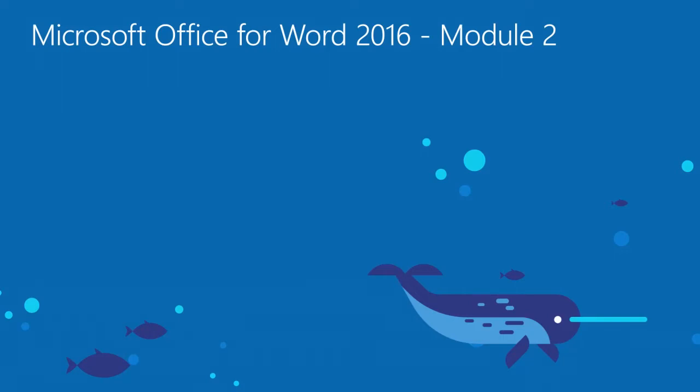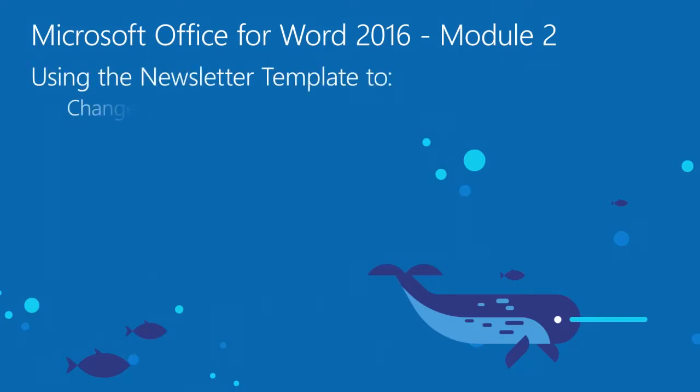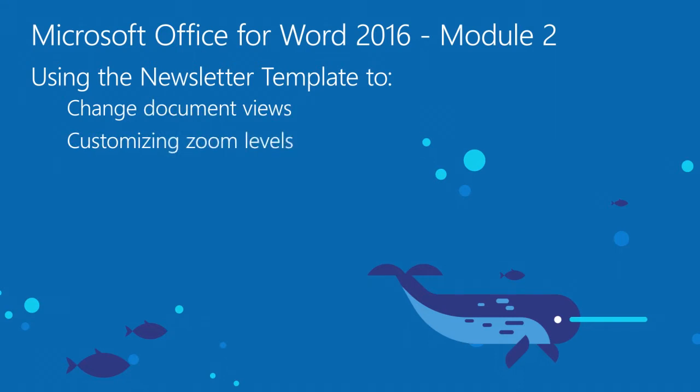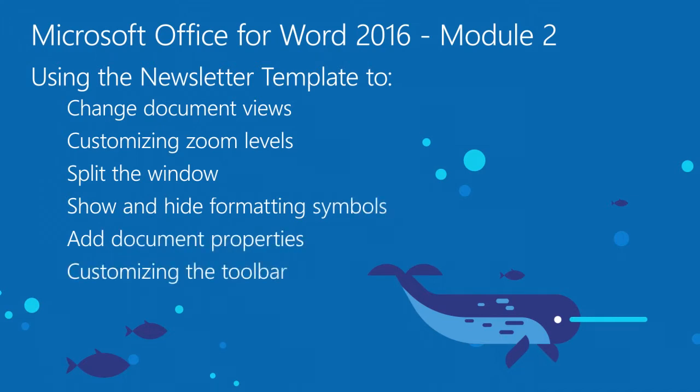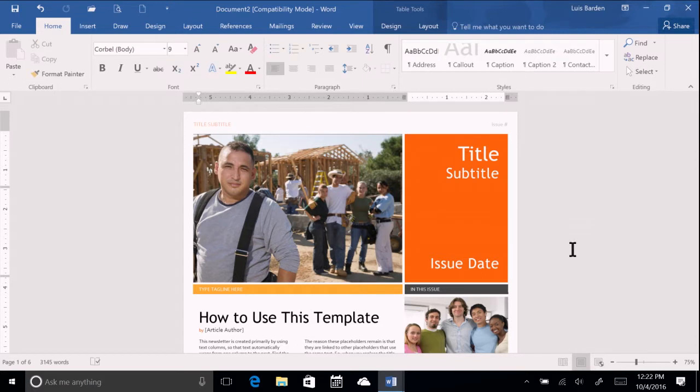In this module, you'll use the newsletter template to learn about changing document views, customizing Zoom levels, splitting the window, showing and hiding formatting symbols, adding document properties, and customizing the Quick Access Toolbar. To begin, let's start by making sure you know how to switch between document views.